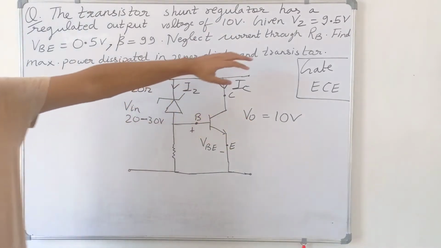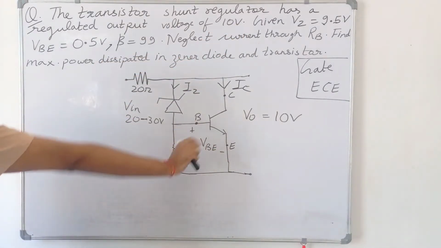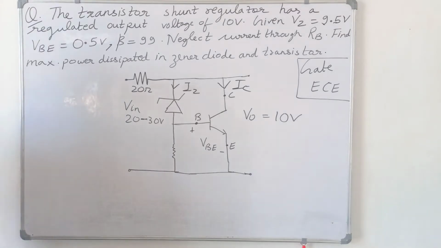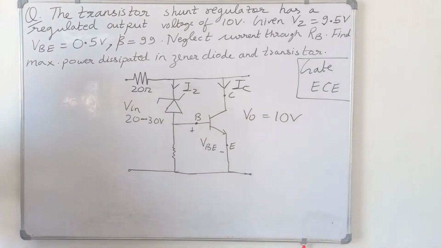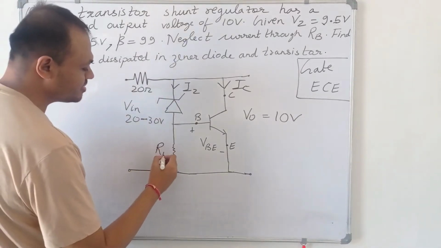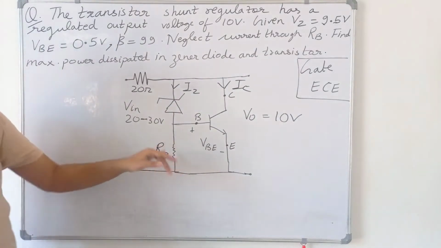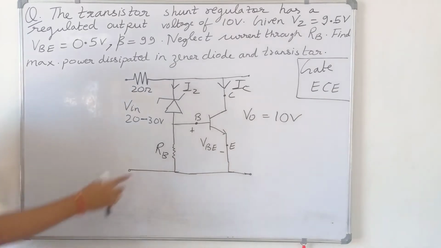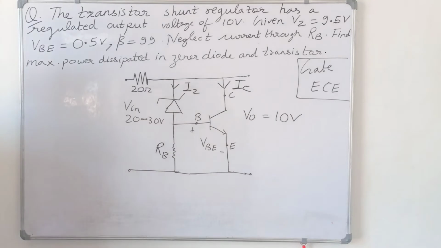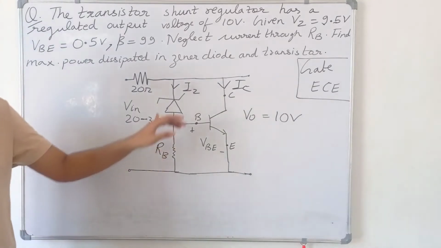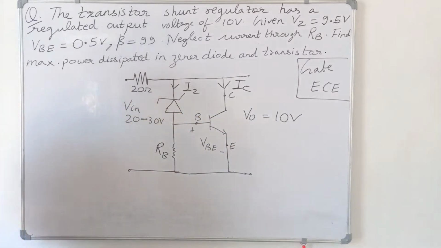The Zener breakdown voltage is given as 9.5 volt. VBE, that is the base to emitter voltage of the transistor, is given as 0.5 volt, and beta is given as 99. This is resistance RB. It says to neglect the current through RB. We have to find the maximum power dissipated in Zener diode and maximum power dissipated by transistor.